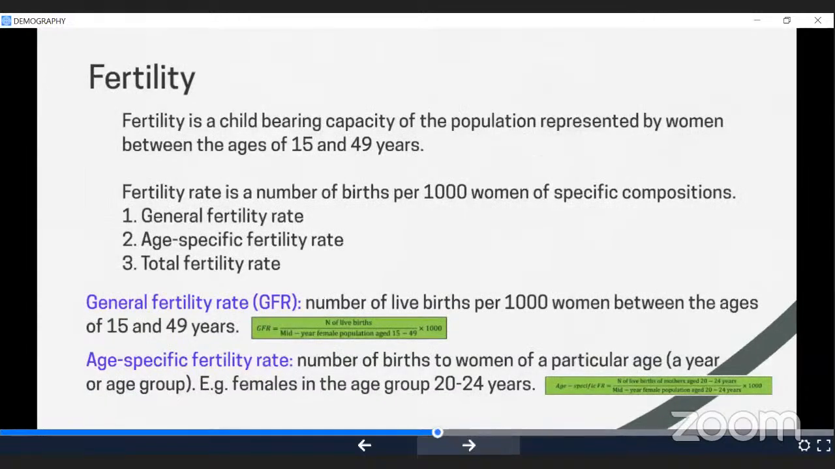So fertility is the childbearing capacity of the population represented by women between ages 15 and 49 years. Although you know that some may get pregnant before 15, some may get pregnant after 49 years, we in general use 15 to 49 years. And then we can get your general fertility rate, age-specific fertility rate, and your total fertility rate.